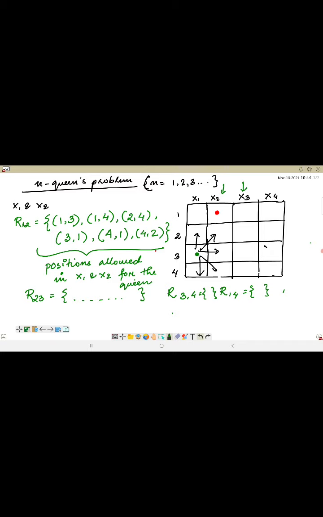So if we are combining all of them, let's say R12 plus R23 plus R34 plus R14, after cancelling out the common positions, we will find a suitable solution for this n queens problem, where the queens will not cross each other. Because we have defined it as a constraint satisfaction problem, we have found the positions for which the queens will not cancel each other out, or come in their way.